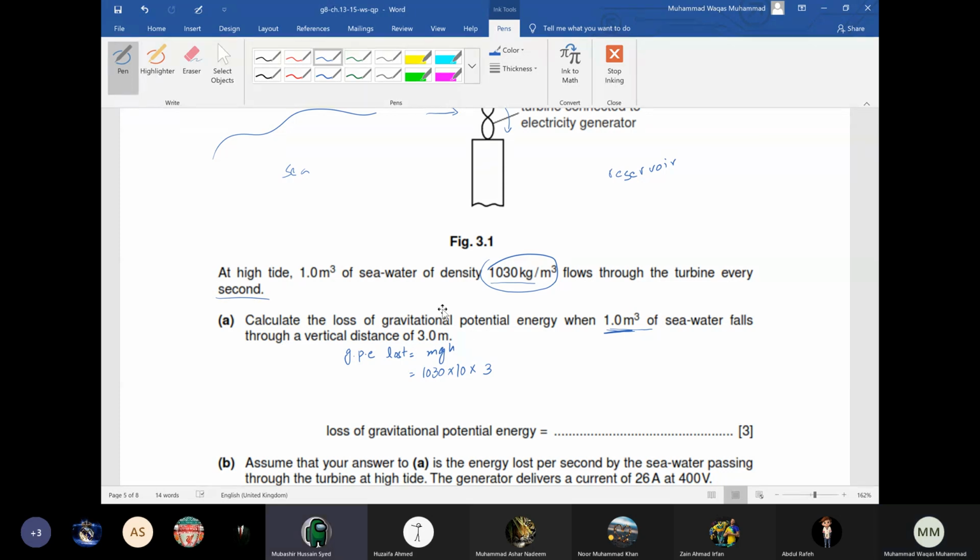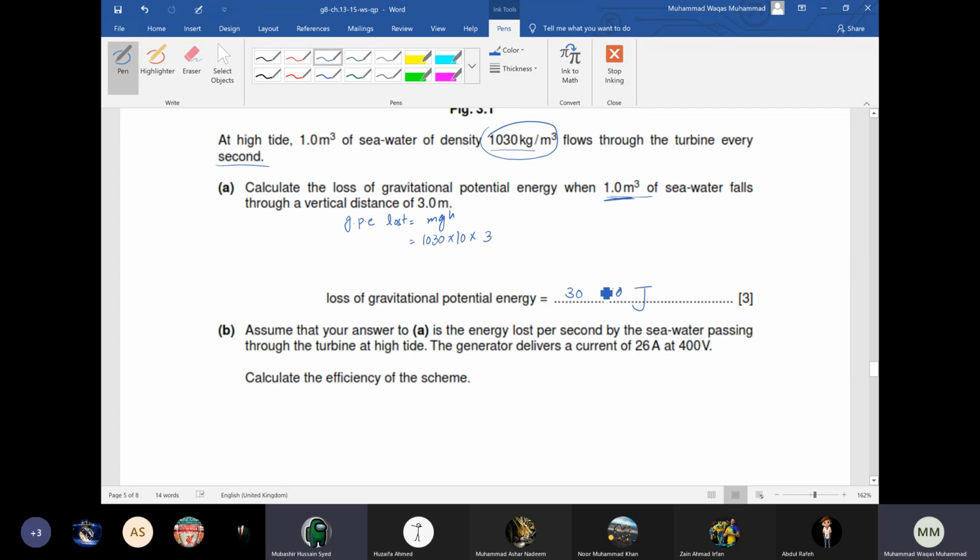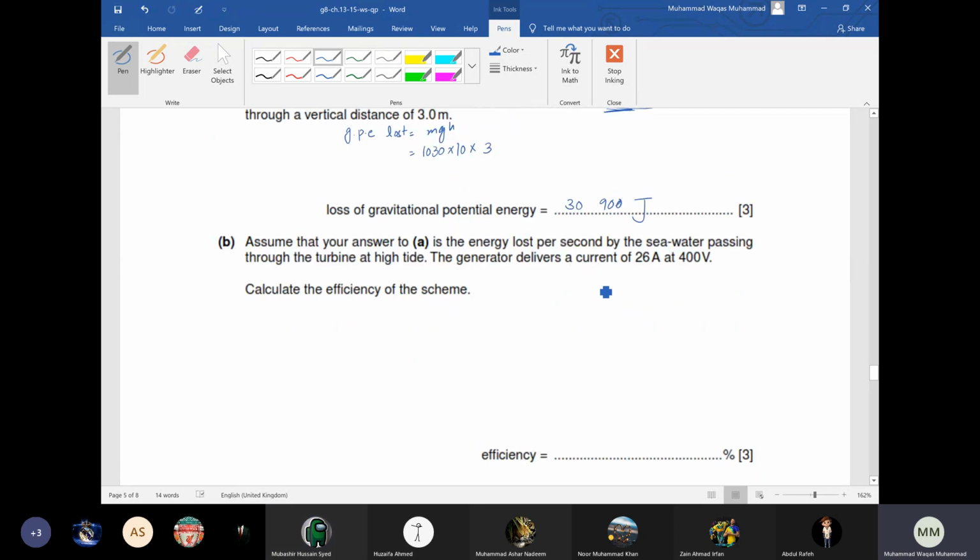30,900. Not kilo, only joules. Oh, yes, sir, joules. I was about to say 30,900 joules. Okay. Now assume that your answer to A is the energy lost per second by the seawater.